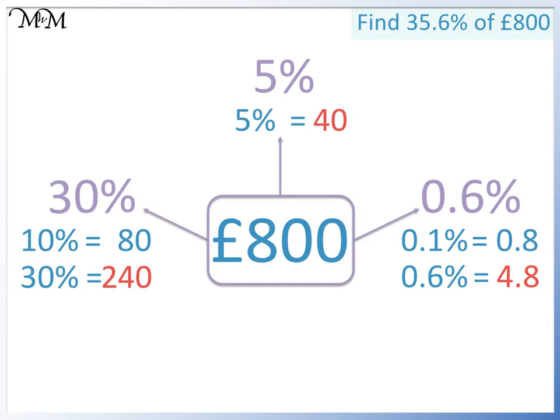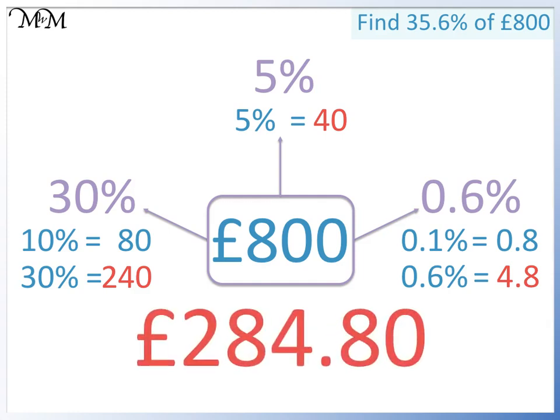We have found that 30% is 240, 5% is 40, and 0.6% is 4.8. To find 35.6%, we add these values together. 240 plus 40 equals 280, plus 4.8 equals 284.8. So 35.6% of £800 is £284.80.